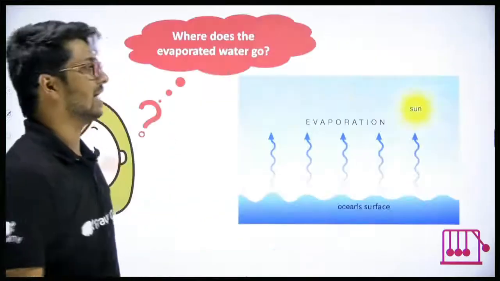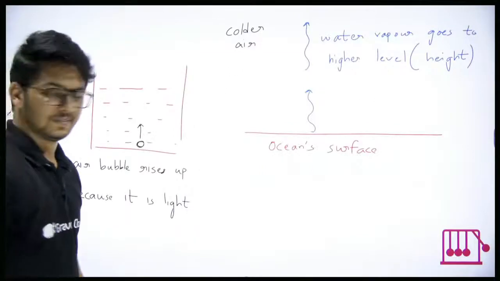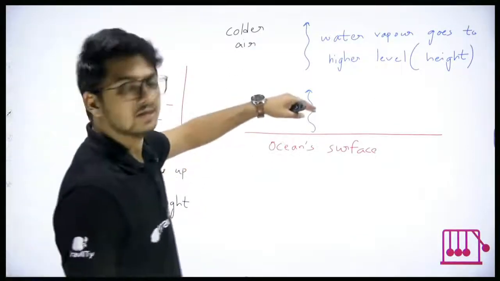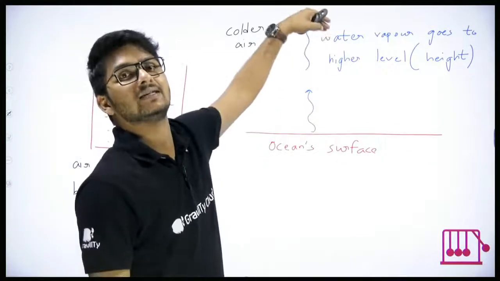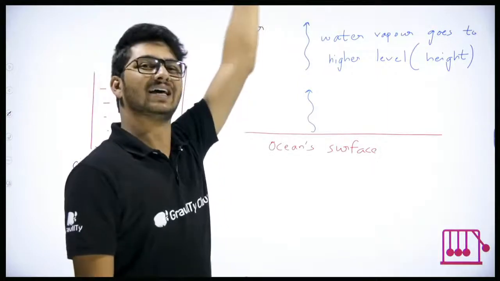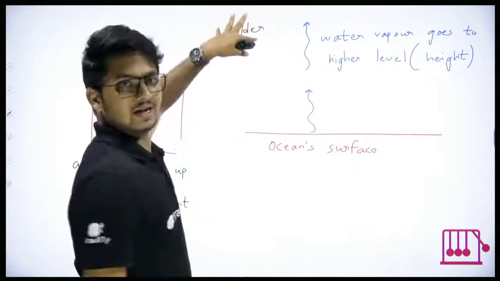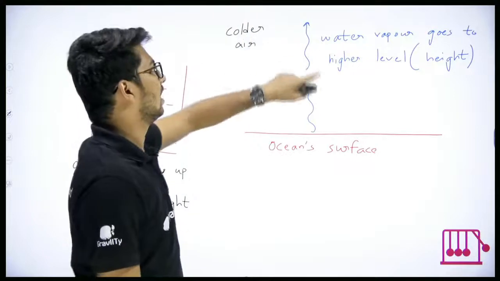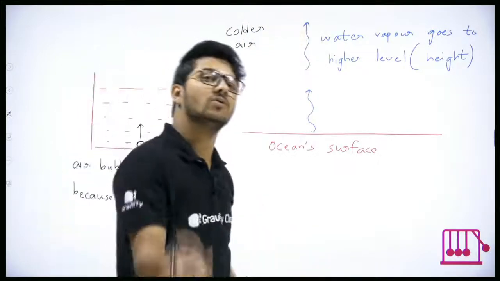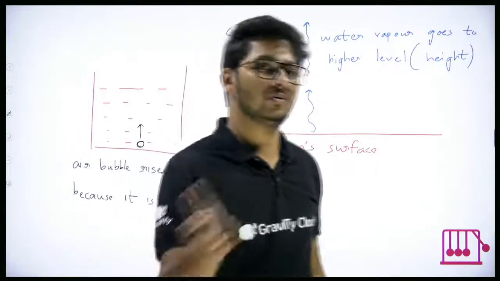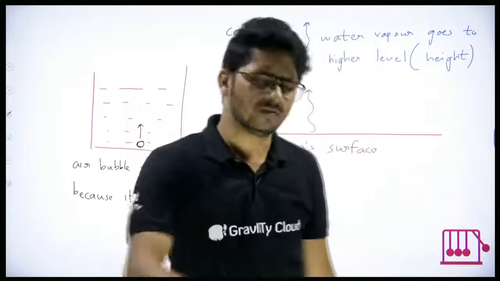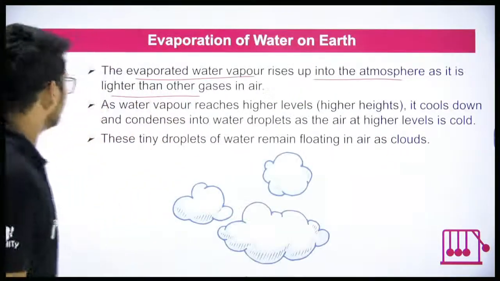There are many steps that take place. You have to be careful. So water vapor evaporates. Because it is light, it rises up. It goes up to higher levels. There you have colder air. And then what happens? Water vapor converts into water, condenses into water. Okay, we'll look at them one by one.